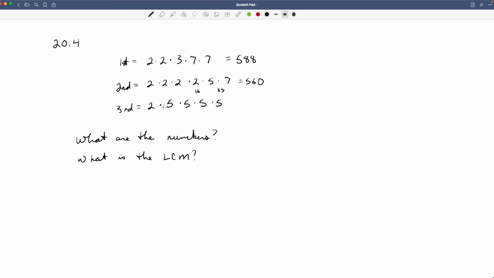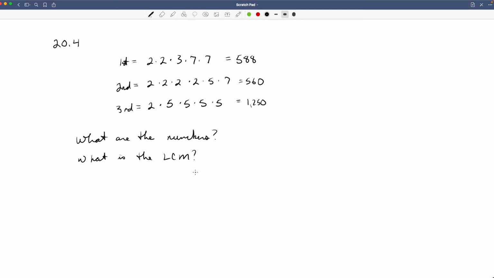So 2 times 5 is 10, and 5 times 5 is 25, and 25 times 5 is 125. So I know 10 times 125 is going to equal 1,250. So those are the answers to the first question. And the answer to the second question, let me get rid of my little notes right here.